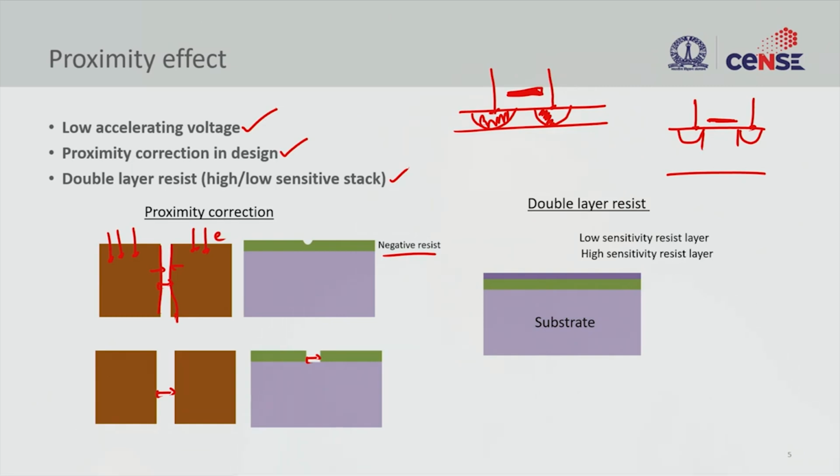So that is the reason why your proximity effect can be controlled by your accelerating voltage as well. One needs to take care of the width here and the voltage that you are going to use. Using this you should be able to handle proximity effect.